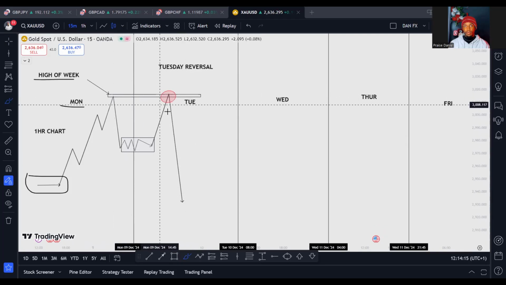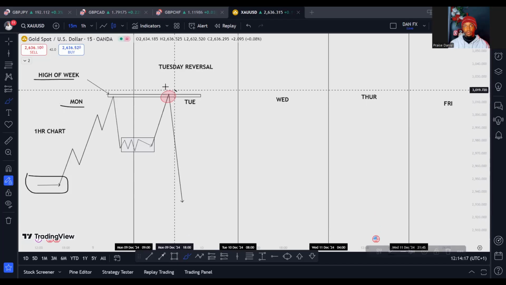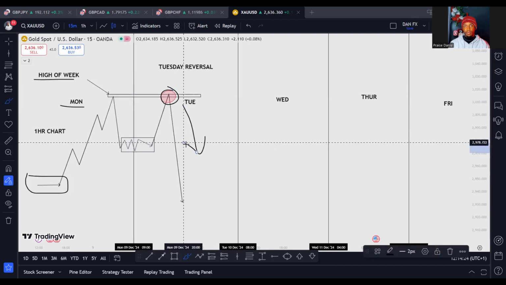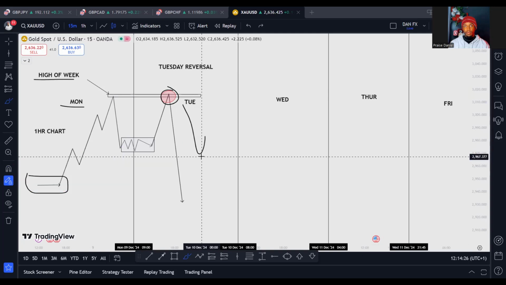Once price gets to that high of the week, we jump on the 15-minute chart and look for an entry inside here to take this back down, and that's called the Tuesday reversal.